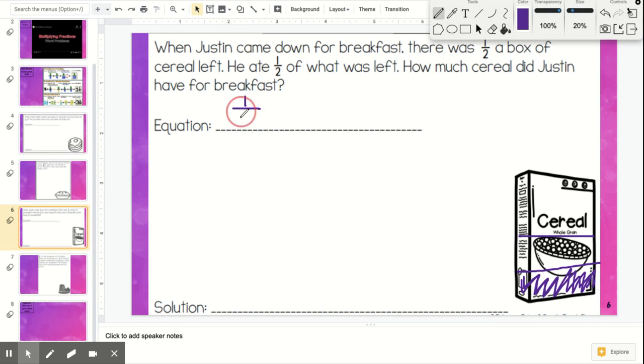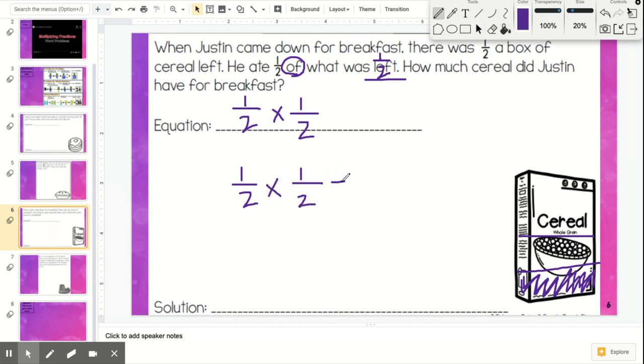So in this one, you are just going to take the 2 fractions, which happen to be the same fraction, and multiply them. So 1/2 times 1/2. Remember, here's that word of, which indicates multiplication. And then what was left? There was half of the box left. So you're finding a half of a half. So this was actually a pretty simple one.